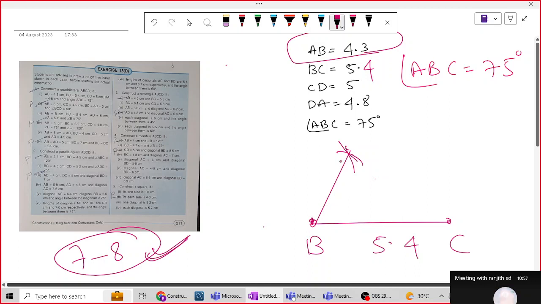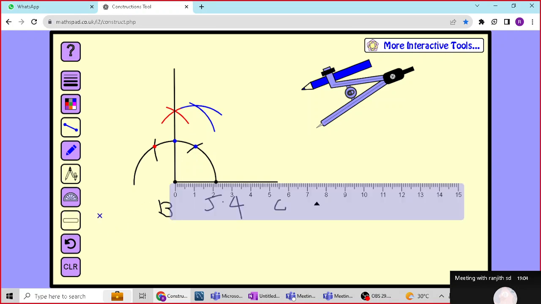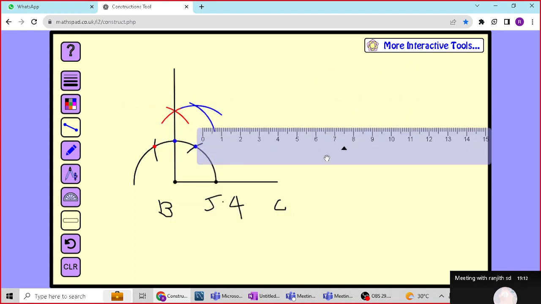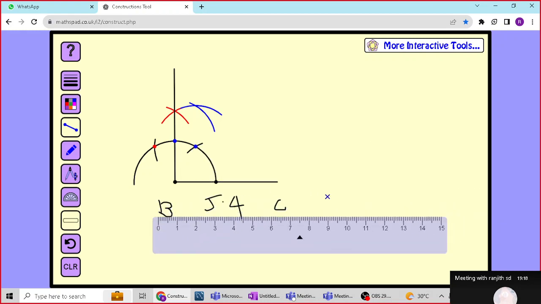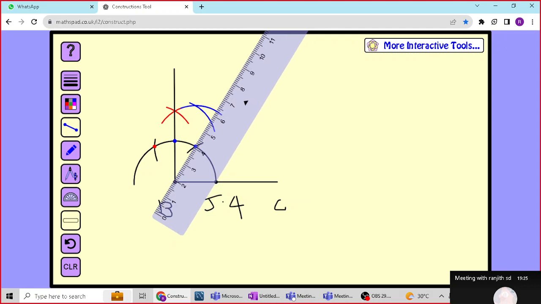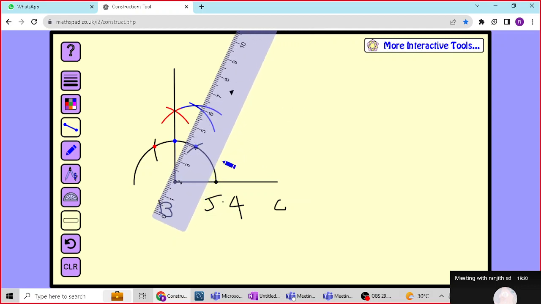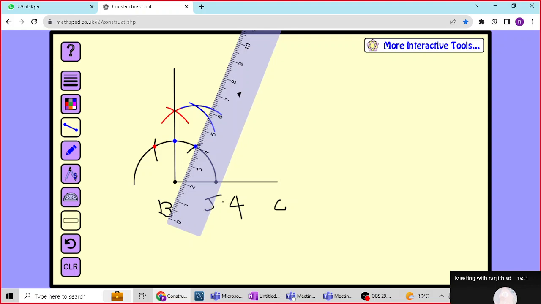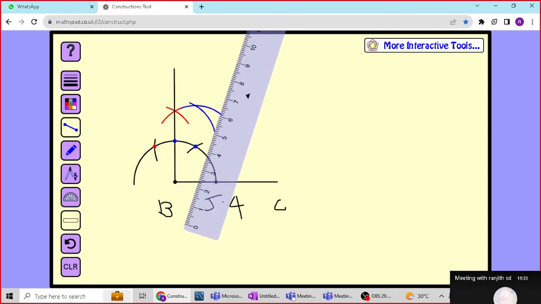Because the next alphabet is A, right? AB. So AB is how much? 4.3. Okay, look here, let me connect. Like this, keep your scale. Like this. And what's the length? Extend the line. What's the length? 4.3. Length of AB is 4.3.